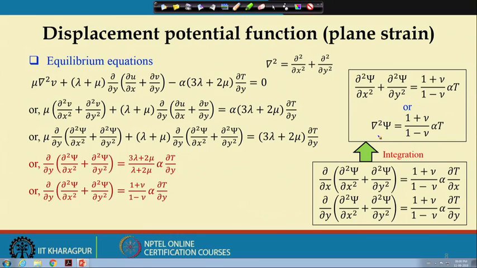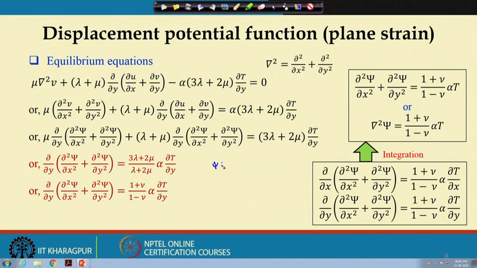So, del square psi, you know what is del square. It is a Laplacian operator. So, this thing with the 1 plus nu by 1 minus nu alpha T, where T is your temperature. This is a Poisson's equation, which we get from the displacement potential function. So, psi is a displacement potential function. If we know psi, we can just take the derivative of psi and then get the displacement u and v.